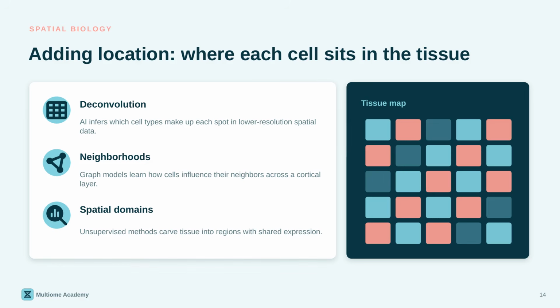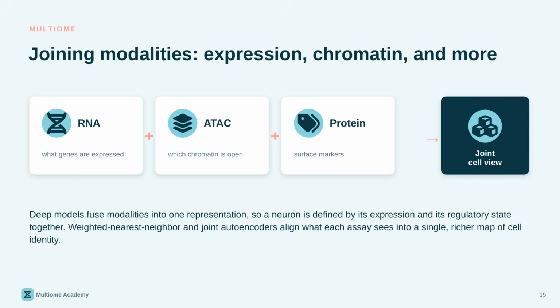Spatial methods add location, where each cell sits in the tissue. AI deconvolves which cell types make up each spot, learns how neighboring cells influence each other across a cortical layer, and carves tissue into spatial domains that share an expression profile. Multiome analysis joins modalities. Expression tells you which genes are active, chromatin accessibility tells you which regions are open, and protein markers add another view. Deep models fuse these into one representation, so a neuron is defined by its expression and its regulatory state together.